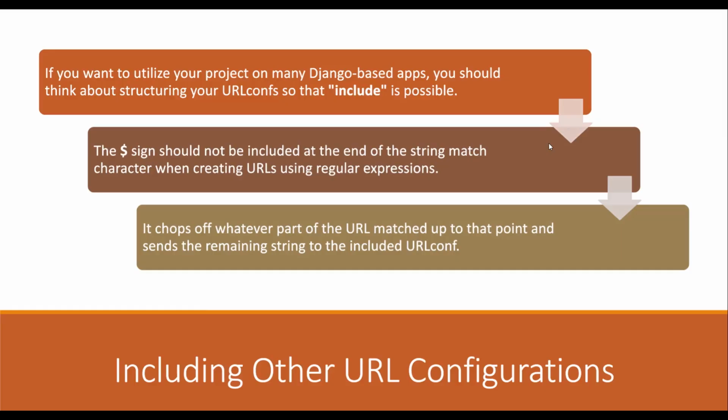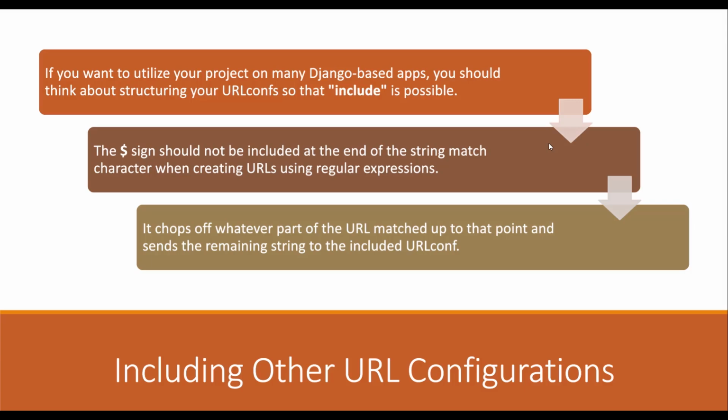Keep one thing in mind: the dollar symbol should not be included at the end of the string match character when creating a URL using a regular expression, but always include the trailing slash. Basically, whenever Django encounters an include method, it chops off whatever part of the URL matched up to that point and sends the remaining string to the included URL configuration for further processing.